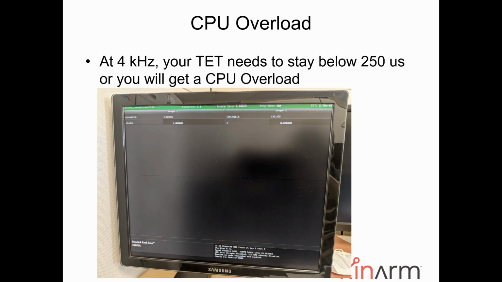Here's the picture of what a Simulink real-time screen looks like when there is no error. The average TET is up here in the top right corner. While the average TET is useful, be aware that TET is a noisy value, and so it has peaks and valleys. The average TET may be below 250 microseconds, but if the TET peaks once above 250 microseconds, you will get a CPU overload, letting you know that your model cannot continue performing in real time.